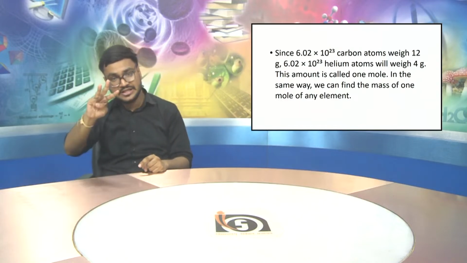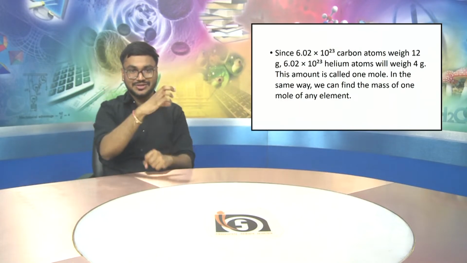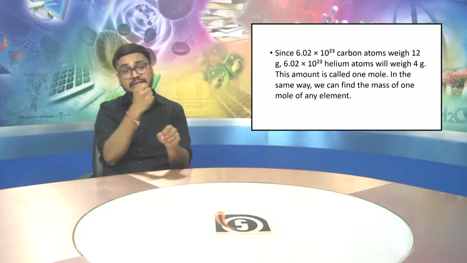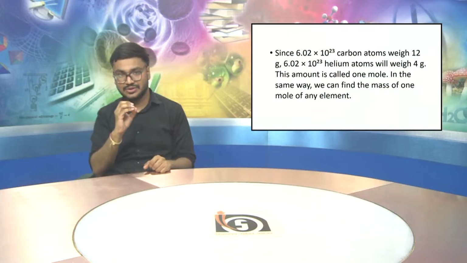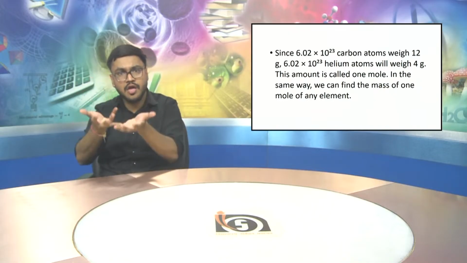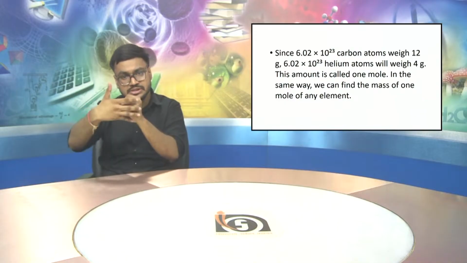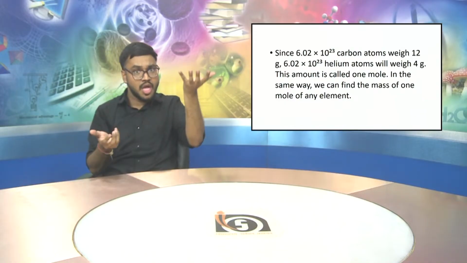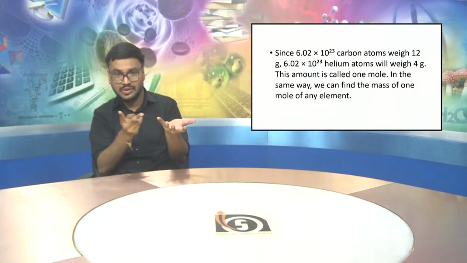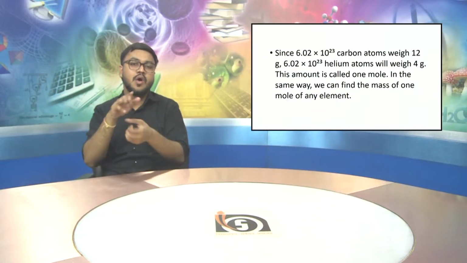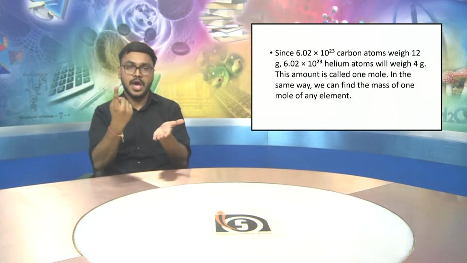Since Avogadro's number of carbon atoms weighs 12 gram, Avogadro's number of helium atoms will weigh 4 gram, and this amount is called 1 mole. In the same way, we can find the mass of 1 mole of any element.